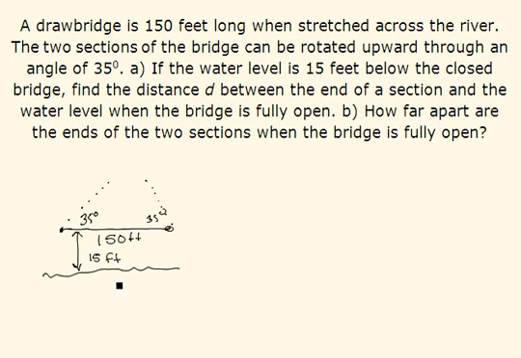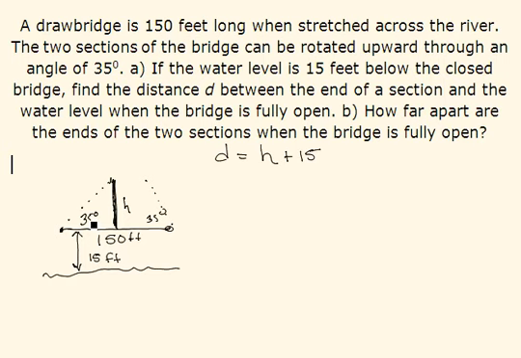We want to find the distance between the end of the section and the water level when it is fully open. We will recognize that we can create a right triangle that would recognize how high the bridge opens from its horizontal position to its maximum height. We are going to call this H. Therefore, we can find D by locating H and adding the 15 feet to the water below.